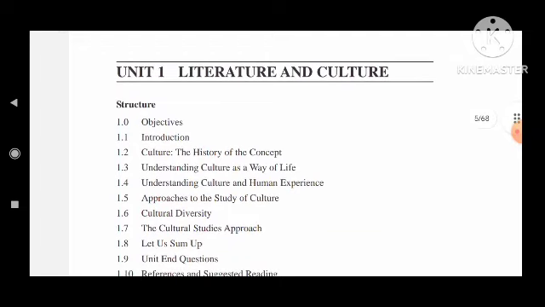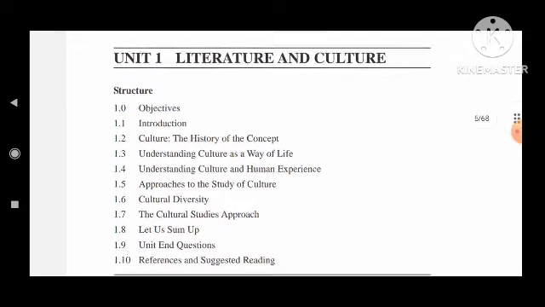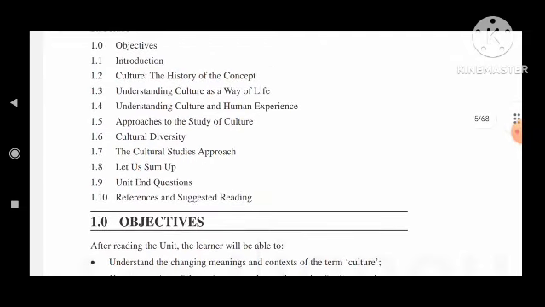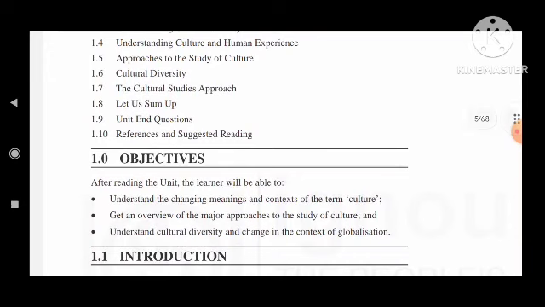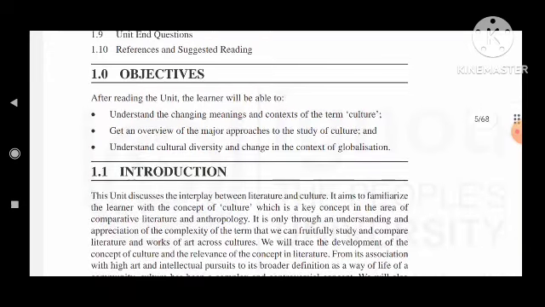So my dear students, let's start. Literature and culture. Here it is the objectives, introduction, culture, the history of the concept, understanding culture as a way of life, understanding culture and human experience, approaches to the study of culture, cultural diversity, the cultural studies approach. Let us sum up unit and questions, references and suggested readings.